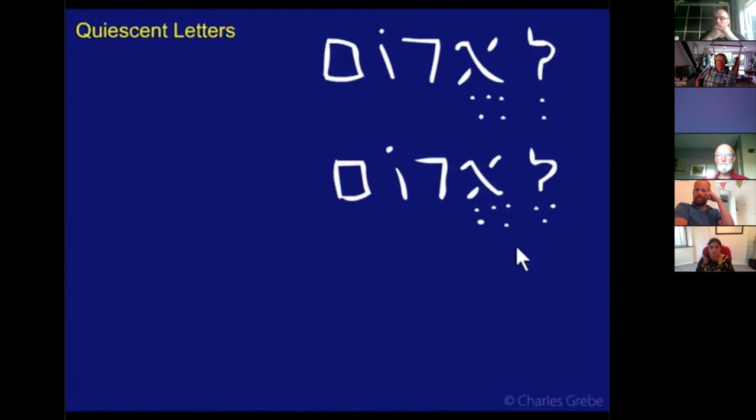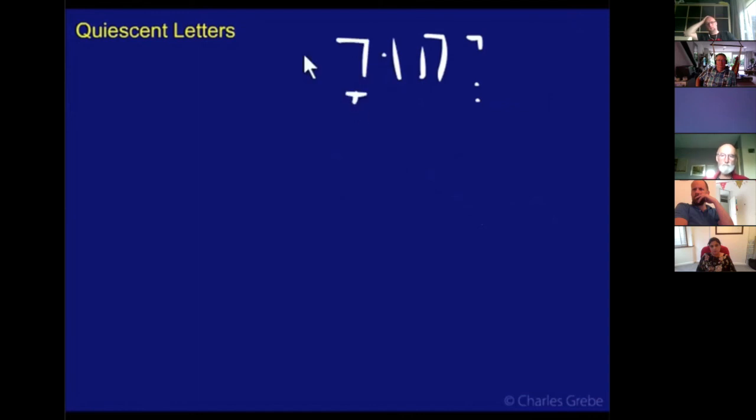And the purpose of this module is not to try and explain the rules for when it quiesces, but rather to explain what's happening so that you can recognize it when you see it. Now let's take a look at one of the other letters. Similar behavior with the Yud. And we'll look at the word Yehuda. Yehuda. Judah.